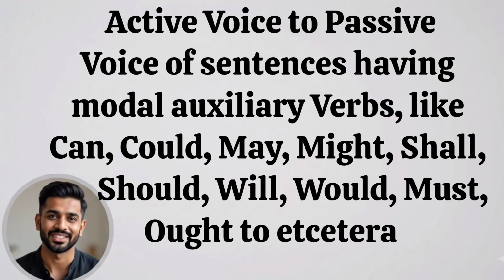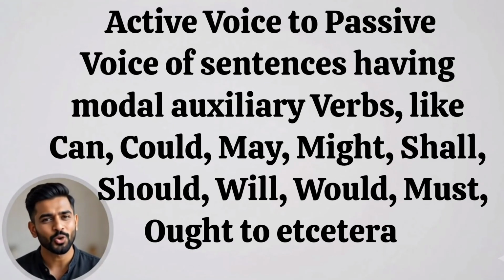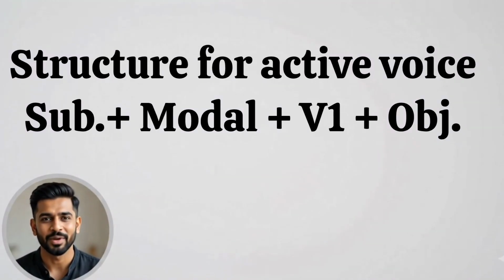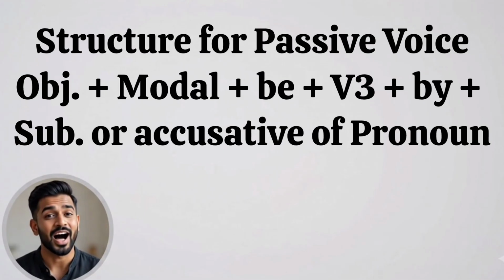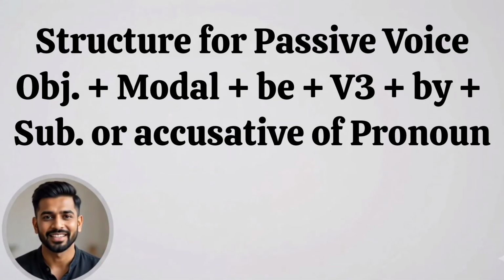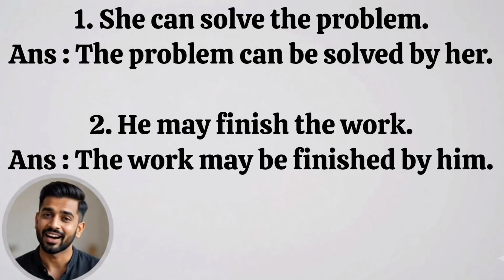Active voice to passive voice of sentences having modal auxiliary verbs like can, could, may, might, shall, should, will, would, must, ought to, etc. Structure for active voice: subject plus modal plus V1 plus object. Structure for passive voice: object plus modal plus be plus V3 plus by plus subject or accusative of pronoun. Examples. 1. She can solve the problem.